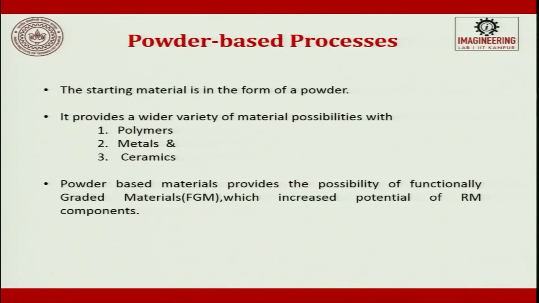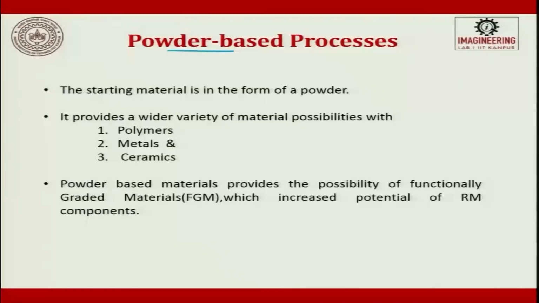The next we will move to powder based processes. There is rapid manufacturing wherein you can make the mold out of polymer, which is used for casting the output product. So, that is how the polymer process also falls in rapid manufacturing. The other one is powder based.